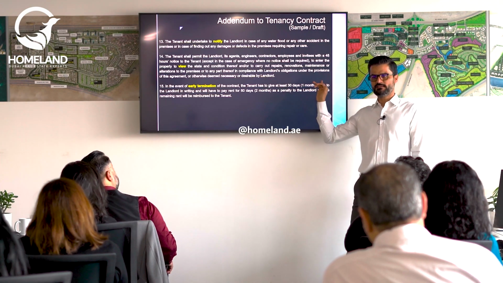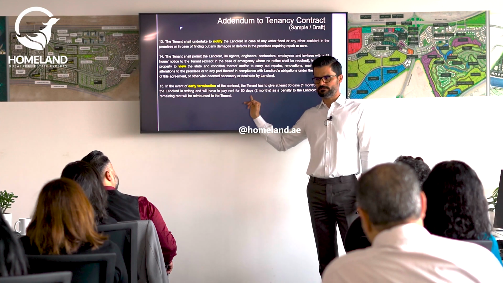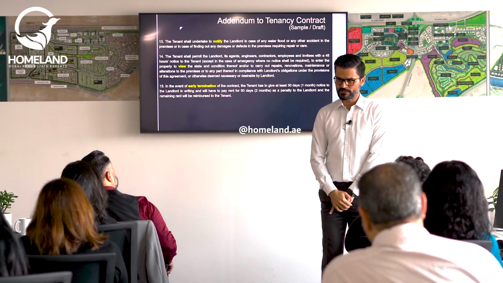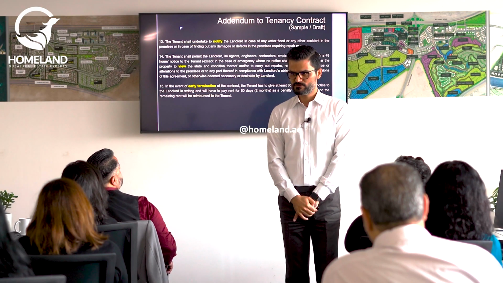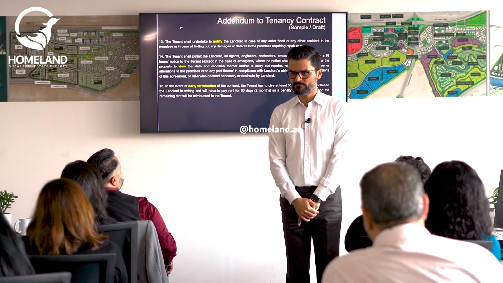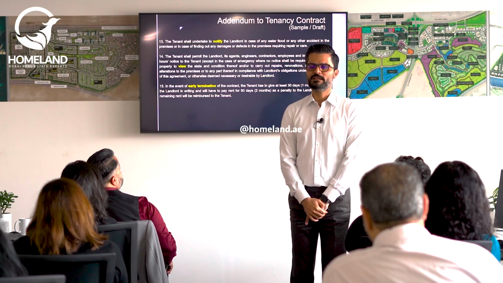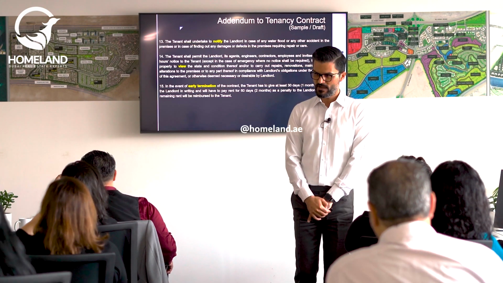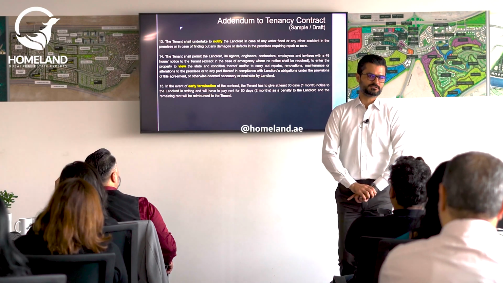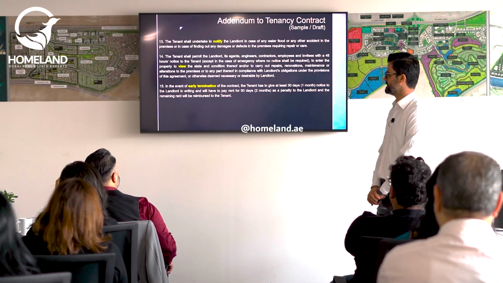Usually people agree on 30 days prior notice and 2 months penalty, which means if on 14th of February you are informing me, from 14th of March you can leave the property, and you have to pay me rent, or I will deduct rent of 2 months. Again, it depends on what's agreed between the tenant and the landlord.